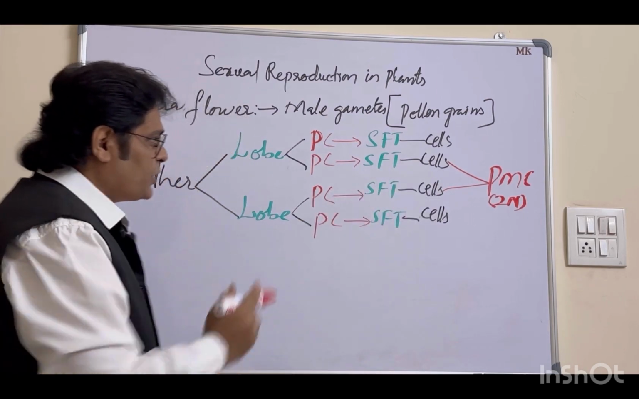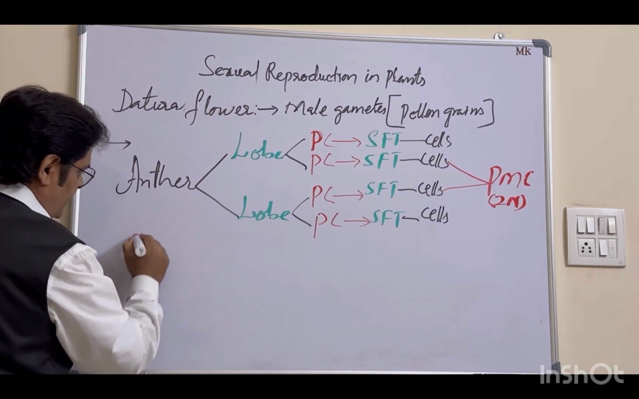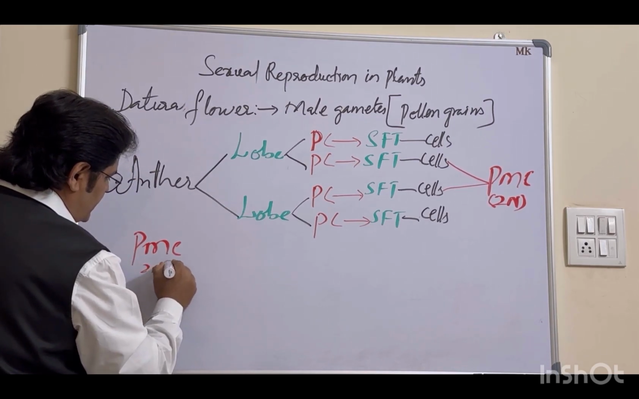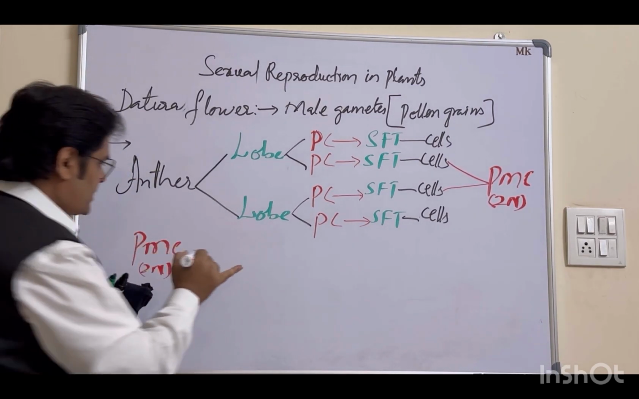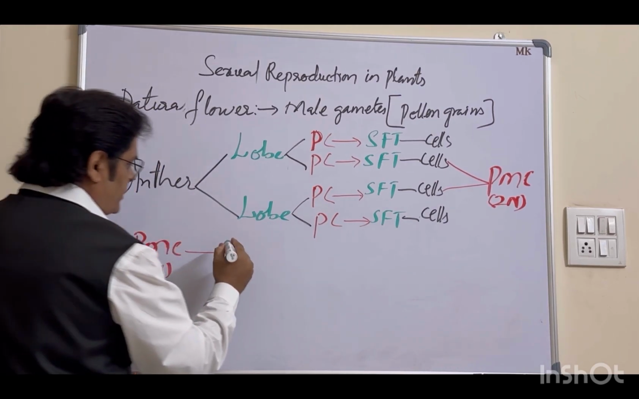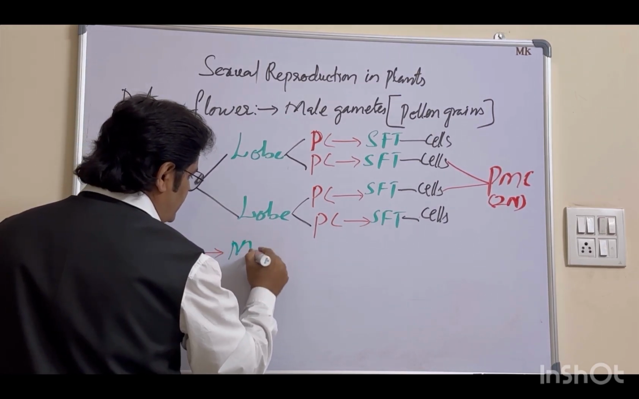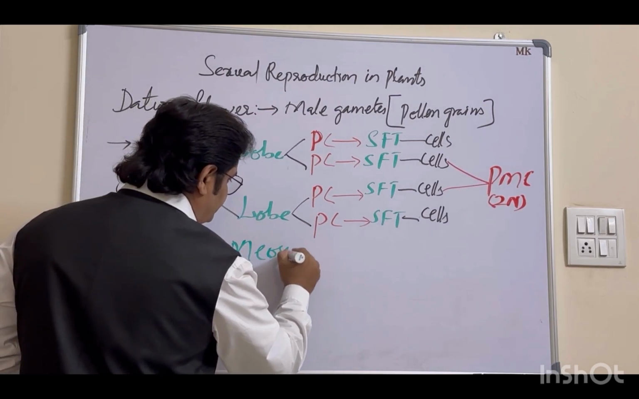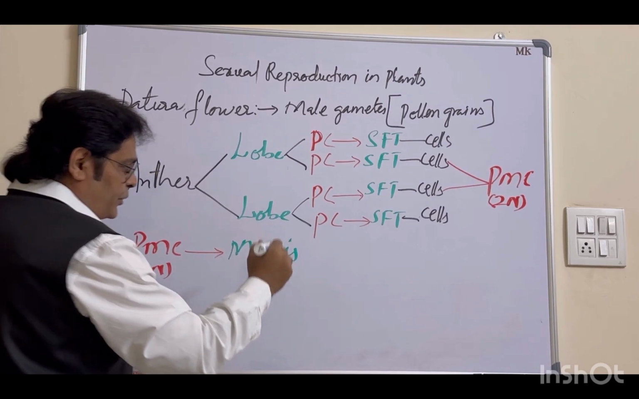Clear? This pollen mother cell, once again I'm writing here, has two sets of chromosomes present in it. Clear? This pollen mother cell undergoes a process called meiosis. What is the process called here now? Meiosis. It undergoes the process called meiosis and produces.